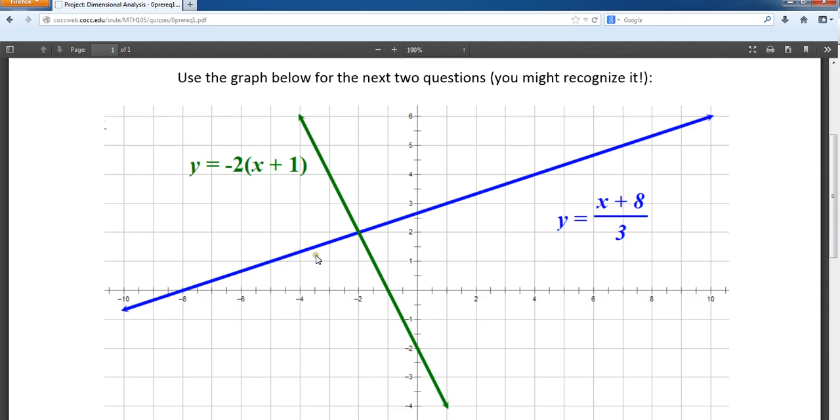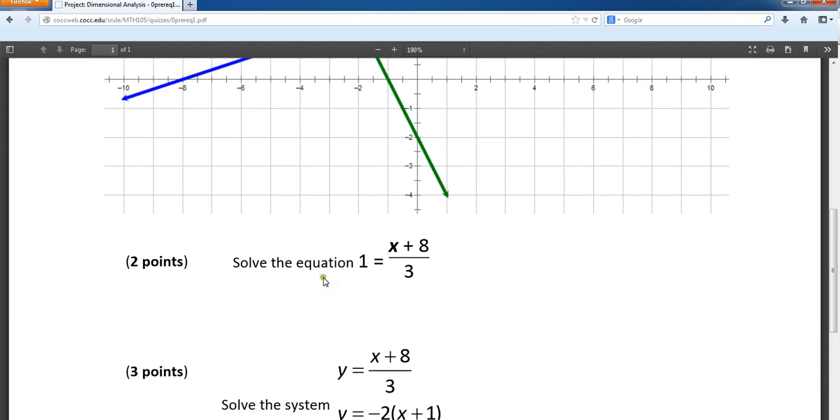But the point of the graph is you don't have to be able to solve anything by hand. It comes out for you. If y is 1, x is -5. So the solution to this equation is x equals -5.